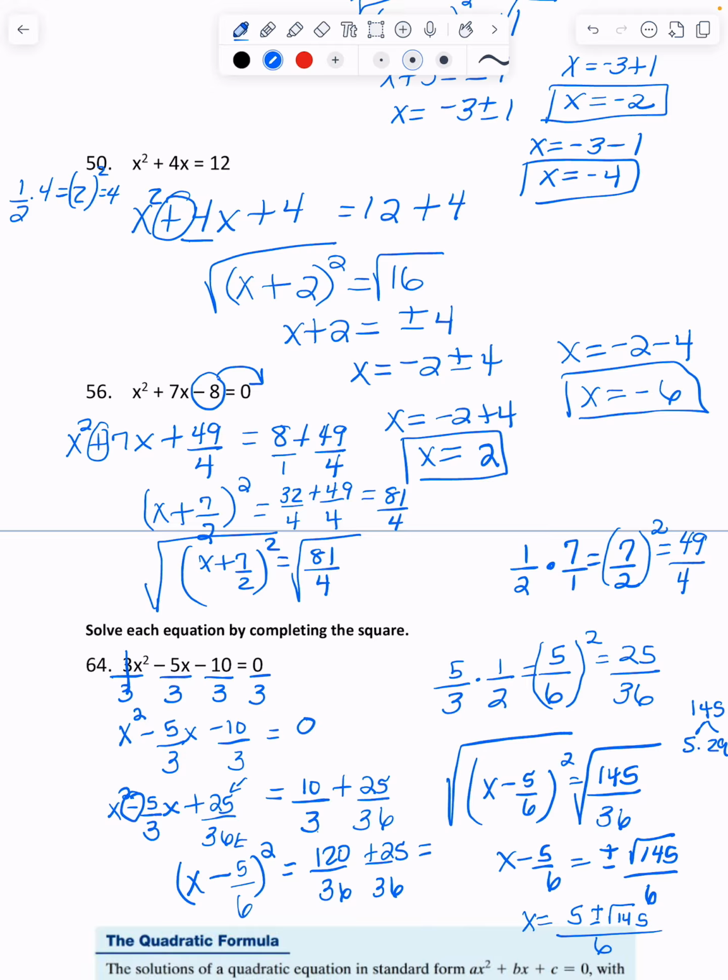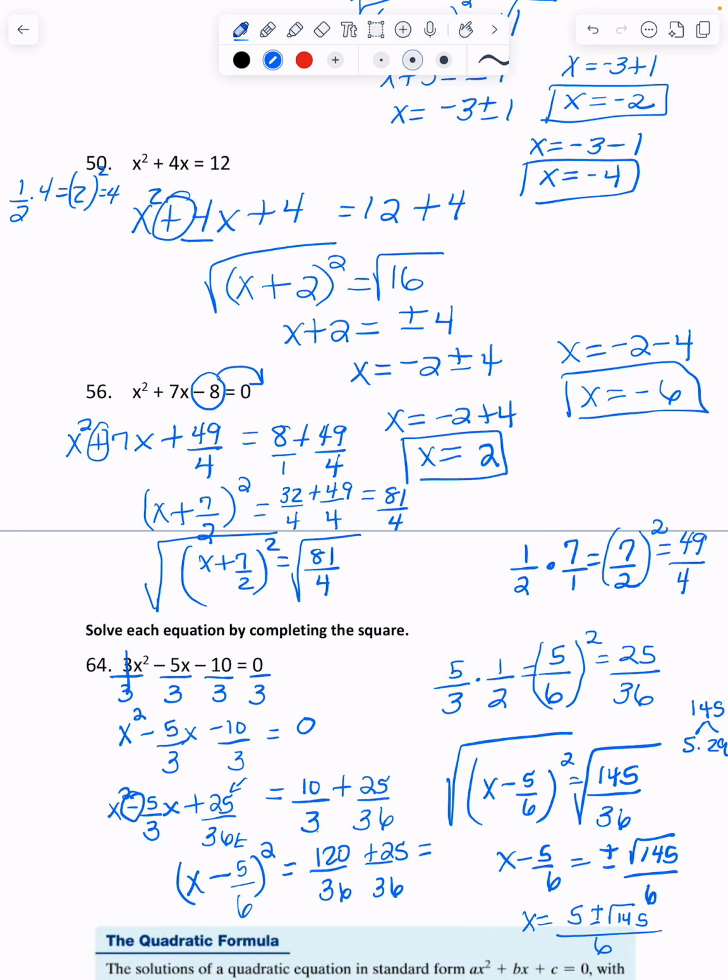5 plus or minus the square root of 145 over 6. Now we could separate that into two answers if we wanted to: 5 plus the square root of 145 over 6 and 5 minus the square root of 145 over 6. Just want you to really focus on the fact that you're getting two answers there.